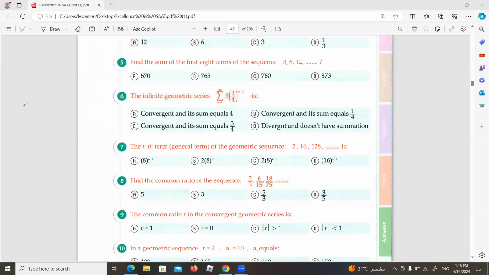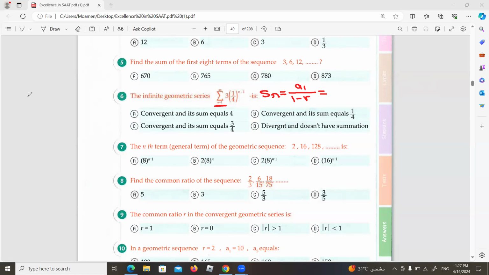We're going to number 6. Pay attention with me in number 6. In number 6, I need the infinite geometric series. So I just write the rule: S infinity equals A1 over 1 minus R. A1 is what? Pay attention with me, please. He said here from n equals 1 to n equals infinity. It means the infinite. So I substitute n by 1 here.